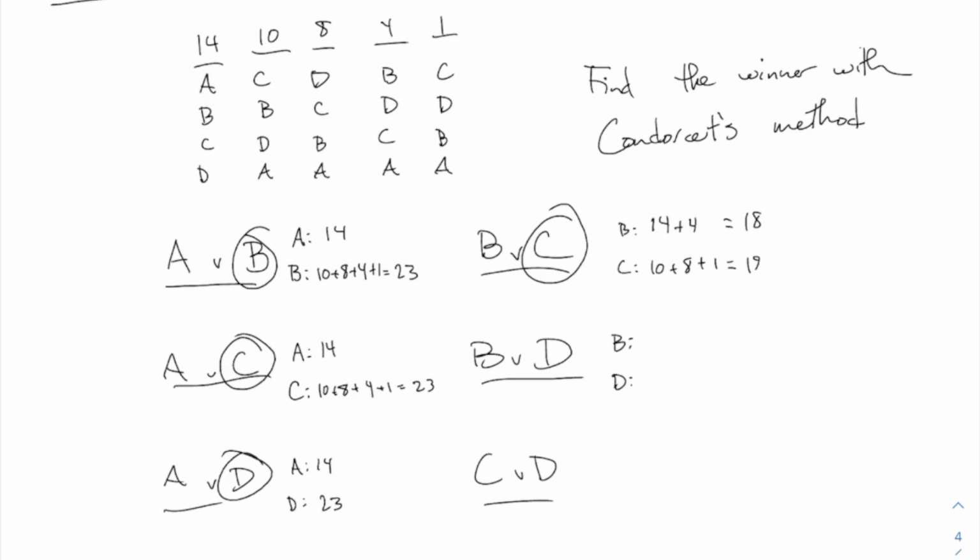Same old thing here. We're just doing the same thing over and over again. B is above D in the first column, so that's 14 to B. In the next column, B is above D again. That's 10 to B. In the third column, D is on top, so that's 8 to D. In the fourth column, B is above D, so that's 4 points to B. And in the last one, D is on top, that's a 1. So this is 9 and 28. B wins this comparison.